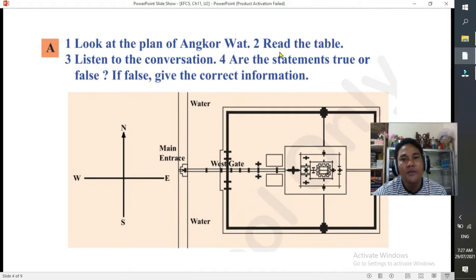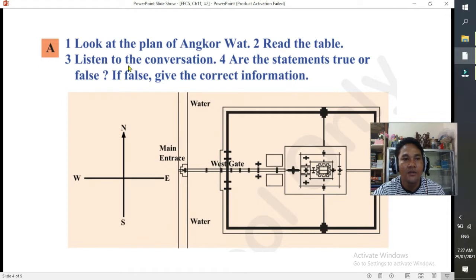And then number two, they want you to read the table. The table, I mean, below this picture. After you listen to the conversation, you will put true or false, and then you will see the table.